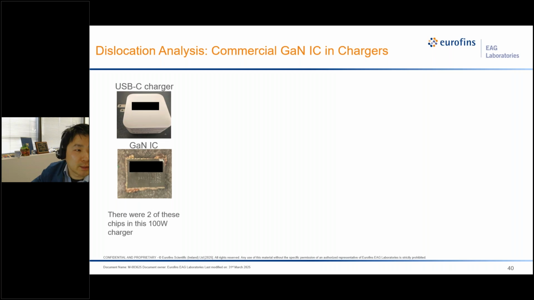The sample we used is actually a commercial charger we had in the lab, and the charger was deprocessed to obtain this gallium nitride integrated circuit. Often for charging devices, gallium nitride chips are used for power supply. Gallium nitride is a large band gap material that has better thermal performance and higher power density compared to silicon devices. That's why it's used for high power applications.